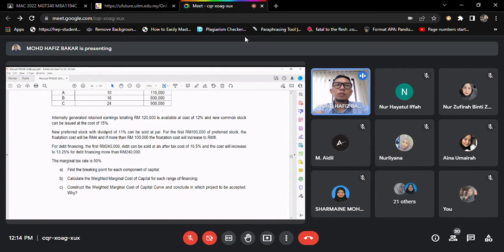A new preferred stock with a dividend of 11% can be sold at par. Okay, so kalau par value for preferred stock, how much? Par value for preferred stock. Who wants to guess? Siapa nak try? Who wants to try? Par value for preferred stock, how much? Kalau bond 1,000, kan? For preferred stock, how much?